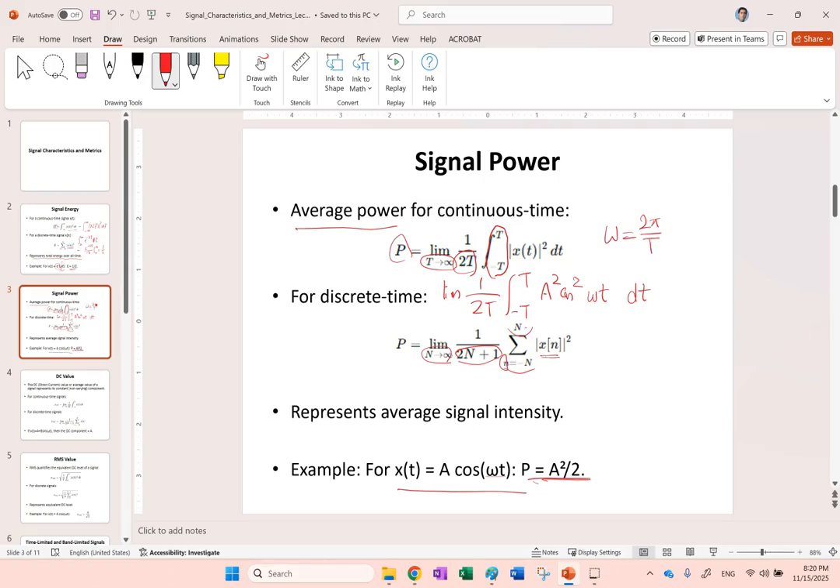Okay? So I need to take this limit, and in this limit, let T go to what? To infinity. So first thing is, I need to calculate this A squared cosine squared omega t. A is a constant. I can get it out of the integral. So this is going to be the limit of A squared over 2T as T goes to infinity of.